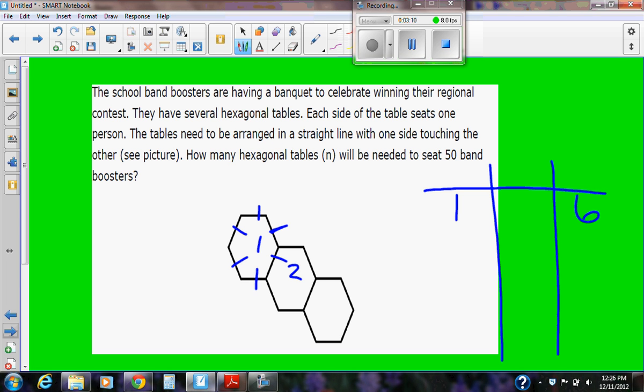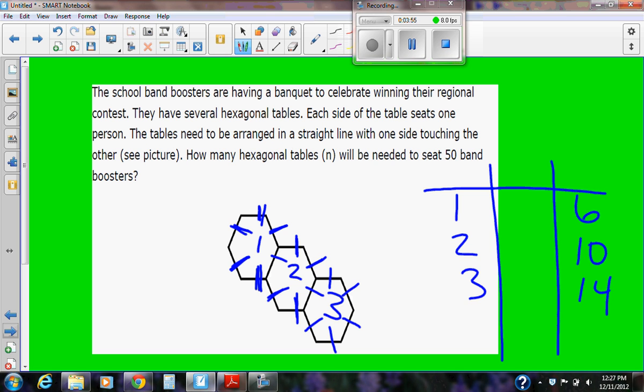We still have 1, 2, 3, 4, 5. We can't count that one because there's a table set next to it. So we're going to go on 6, 7, 8, 9, 10. So the second table, we can seat 10 people. Now we're going to go to the third table. In this case, we have 1, 2, 3, 4, 5, 6, 7, 8, 9, 10, 11, 12, 13, 14 seats. So the third table equals 14 seats.